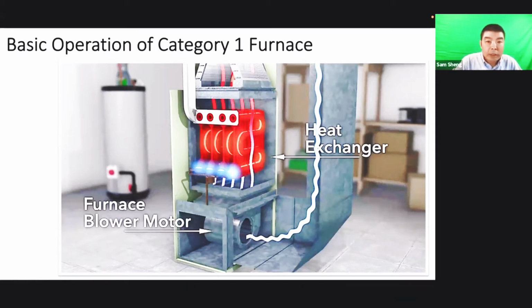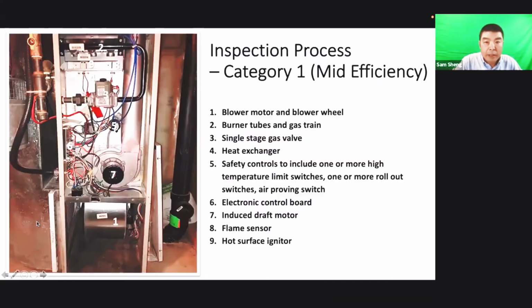Okay, so the medium efficiency furnace. When we check it, some things are the same as category 1, the low efficiency furnace. Like the blower motor here is the same. It's the same, the motor is an AC motor, and the housing we can just take out, it's easier. There are only 2 screws set up on the furnace.